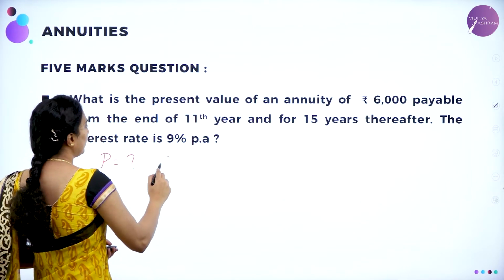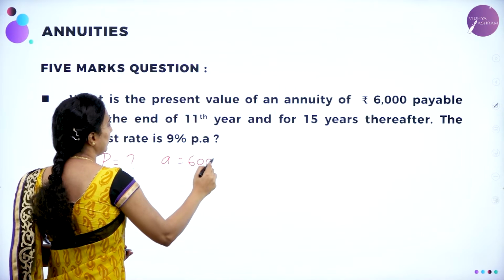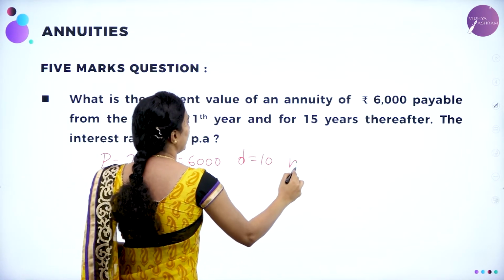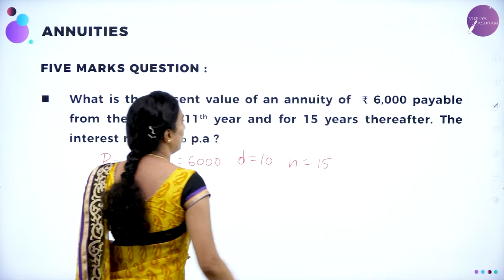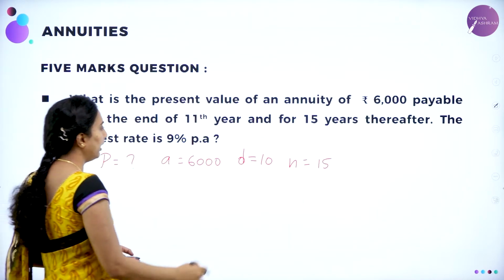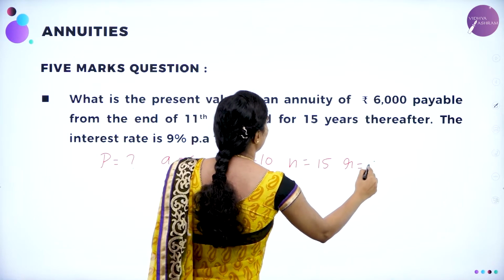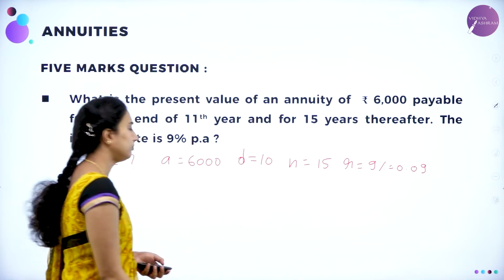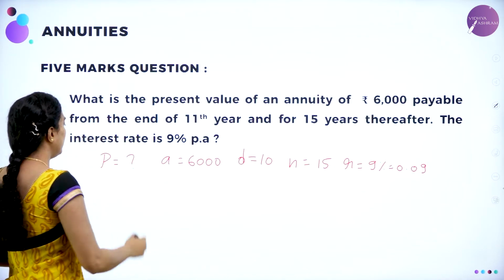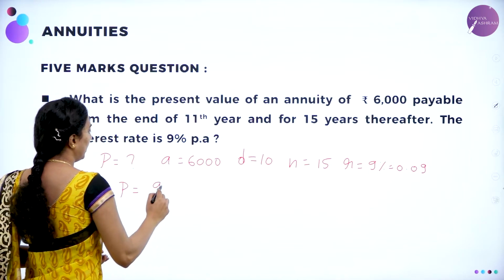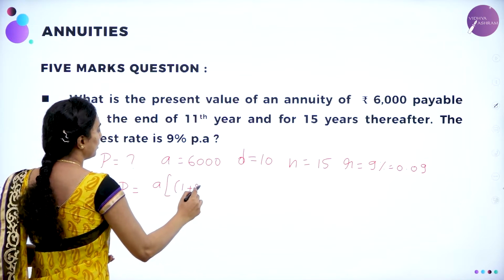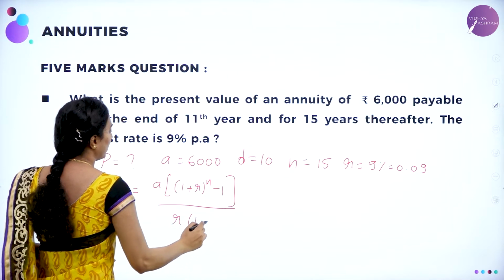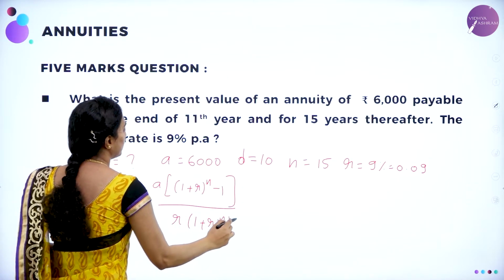So, A they have given as rupees 6,000, the deferred annuity they have given as 10, and n is equal to 15 installments, that is 15 years, and r is equal to 9%, which is 0.09. Right? So you need to find the present value given by the formula A into 1 plus r to the power of n minus 1 divided by r into 1 plus r to the power of n plus d.